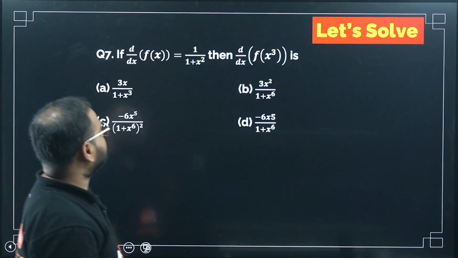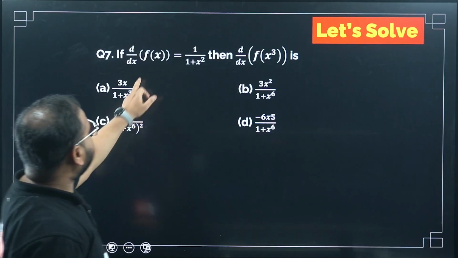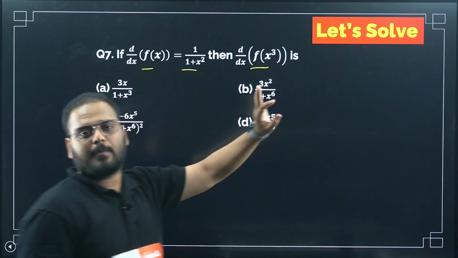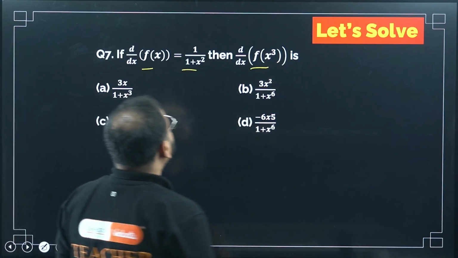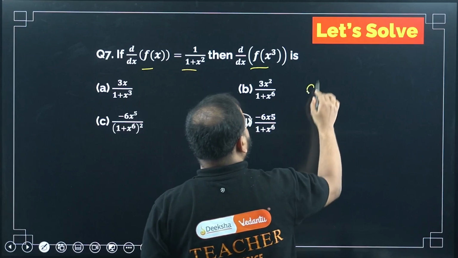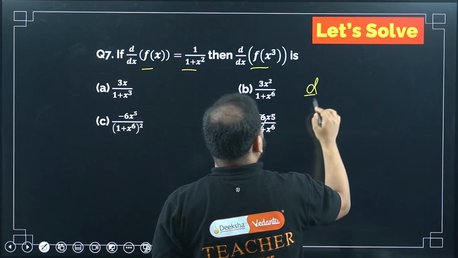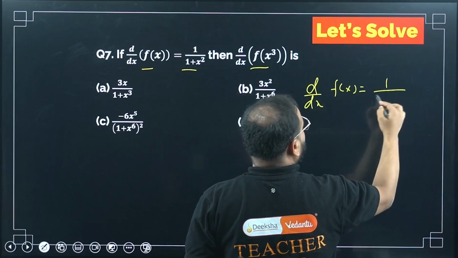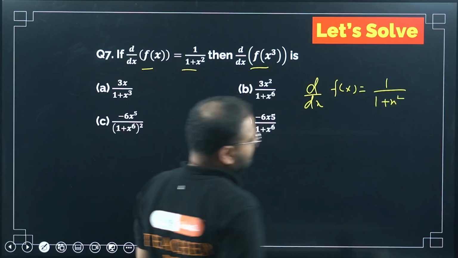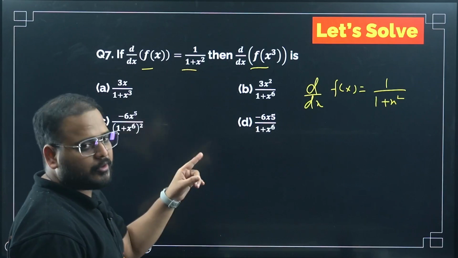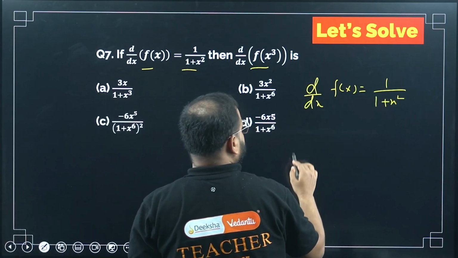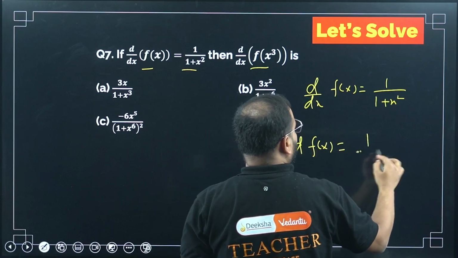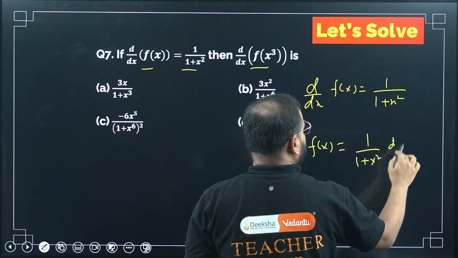Okay, moving on. Now it says that the differentiation of a function is given as this. Find the differentiation of the function when x is changed to x cube. Okay, let's do it. So let's see here. The differentiation of f(x) is what? They're saying 1 upon 1 plus x square. Are you able to relate to this? If I take the dx on that side, I'll get d of f(x) equals 1 plus x square and d of x.